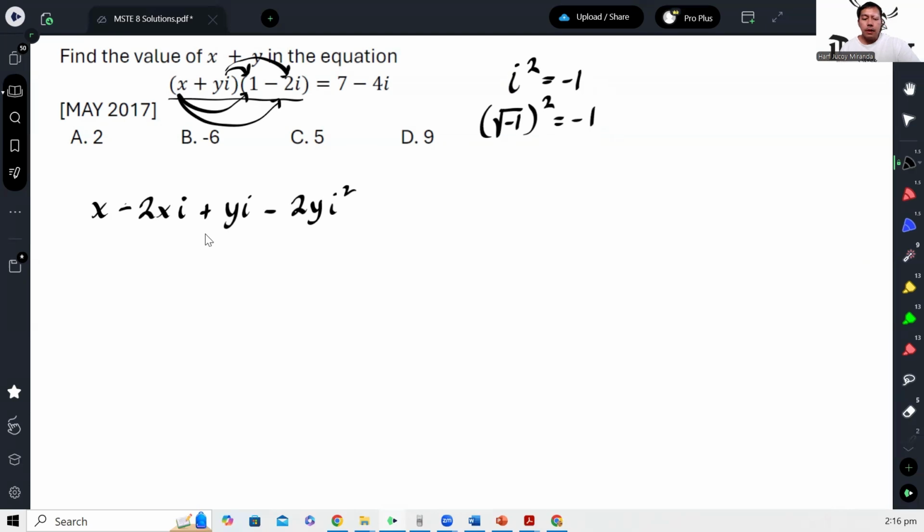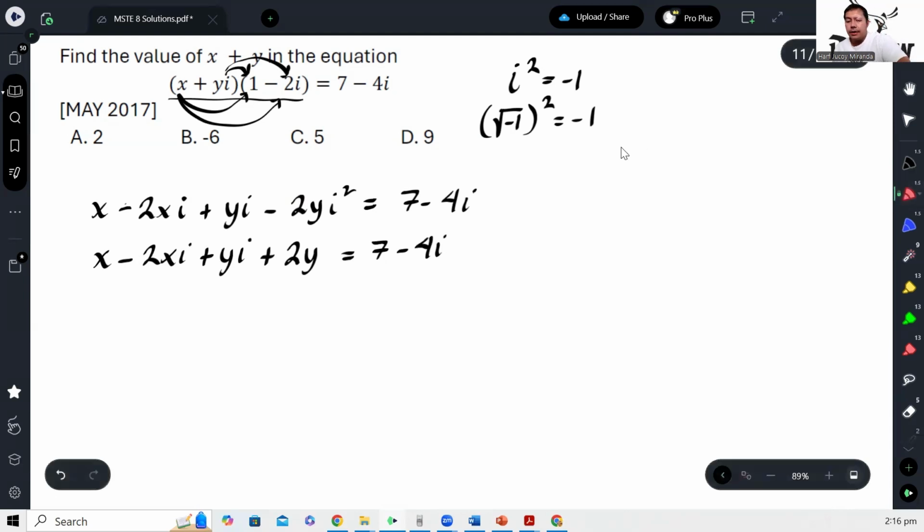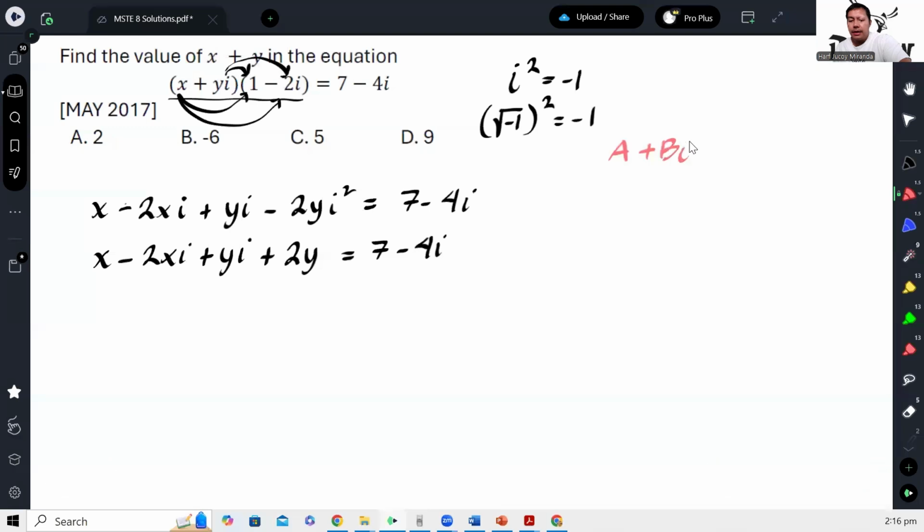No? So therefore, this is all equal to 7 minus 4i. So we have x minus 2xi plus yi minus, ano na to? Positive na to, 2y. Kasi negative 1 itong i squared. Okay, so ang gagawin lang natin dito, pagsasamahin natin ng lahat ng real part at ng imaginary part. No? So recall, a plus bi, ito yung real part. Ito naman yung imaginary part.